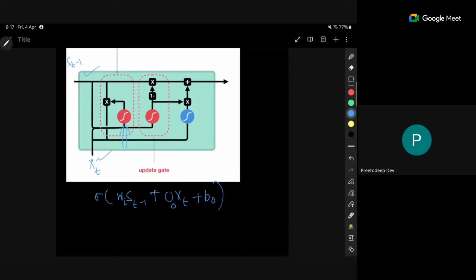Now I have to do element wise multiplication. Wherever you see plus and multiplication, everywhere we are doing element wise. Multiplication is element wise, addition is also element wise. Now you can see this x t is going there.